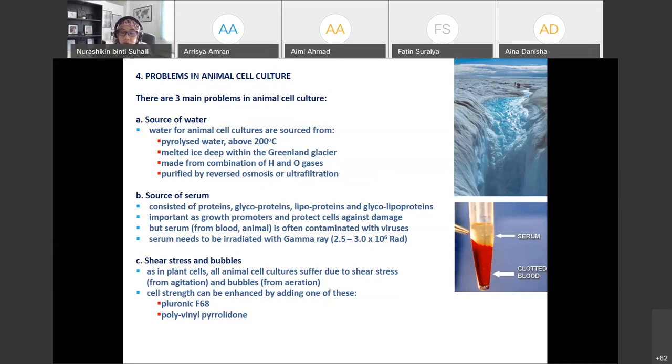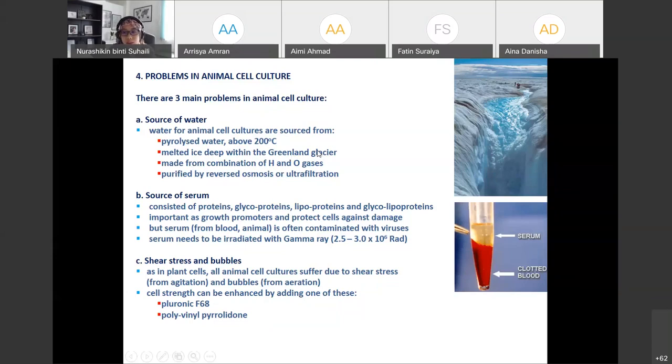So that's why you use distilled water or RO water for preparing a media for microorganisms. But for animal cell cultures, they don't use distilled water. Even though they don't use distilled water or RO water, they have a certain type of a little more advanced type of water, which is called pyrolyzed water, which is obtained through a process above 200 degrees Celsius. So this is a type of water used for preparing the media. And apart from pyrolyzed water, they can also use melted ice deep within the Greenland glacier.